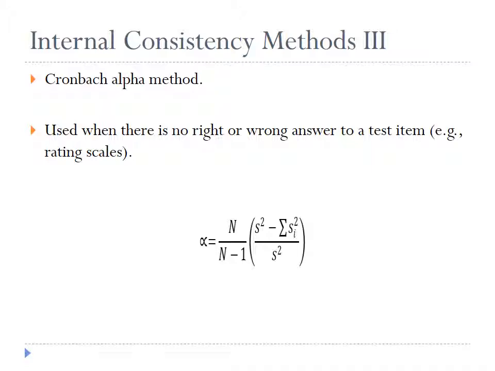The third approach is the Cronbach alpha method. The Cronbach alpha method is used when you have no right or wrong answers on a test. It's like rating scales that have versions from strongly agree, somewhat disagree, strongly disagree. There's not necessarily a right or wrong answer to either of these. And so this approach, this formula, is used to construct reliability coefficients on that type of data.